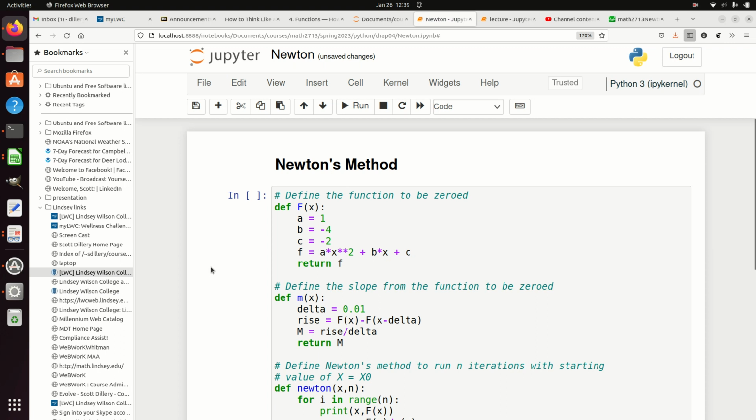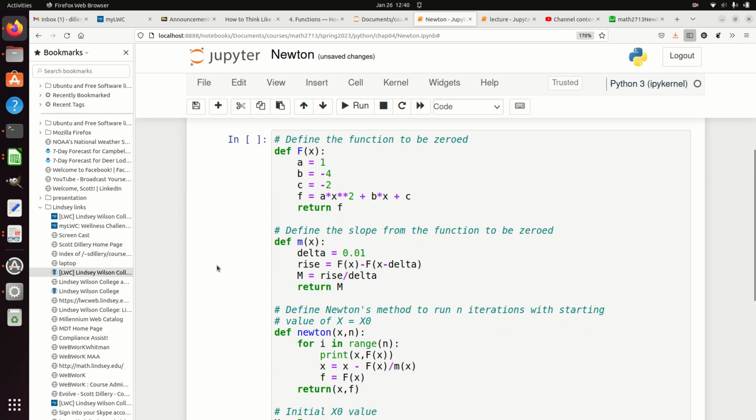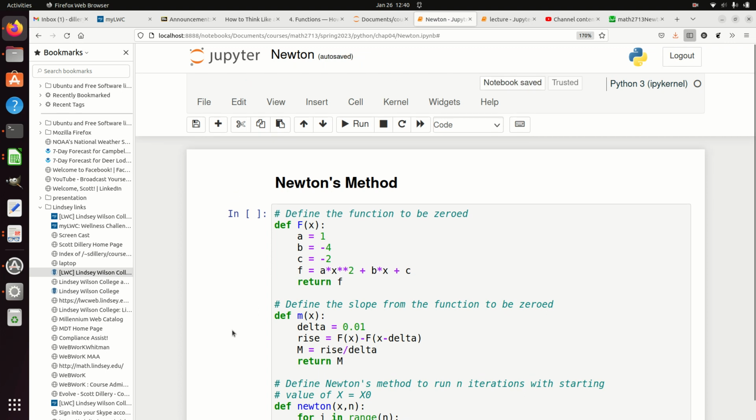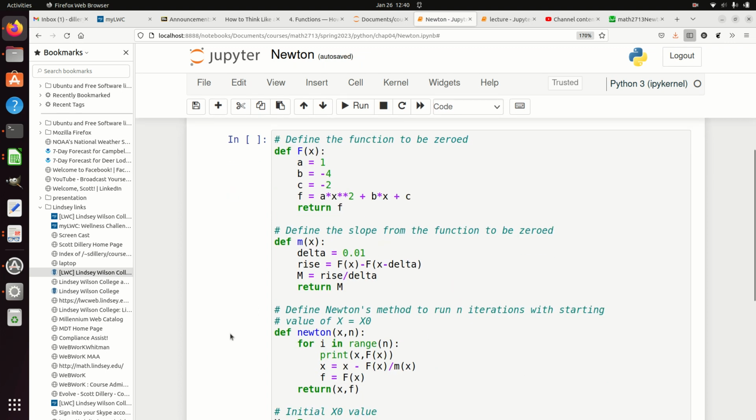Alrighty, well here I have another function that actually calls two functions. So this is what we call Newton's method, and it's a way to attempt to find zeros of functions. We say attempt because I'll probably give you some in homework that don't work, just to show you that it doesn't work all the time. But we have these two functions.